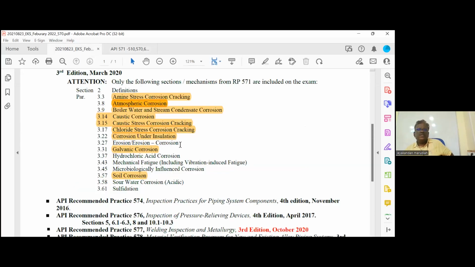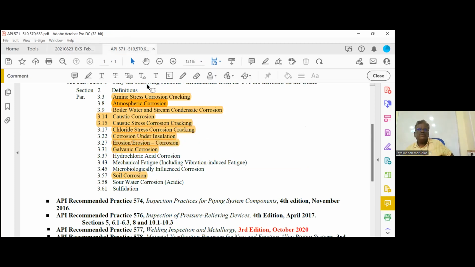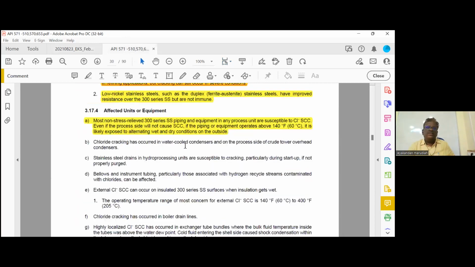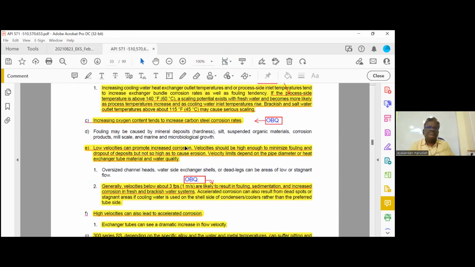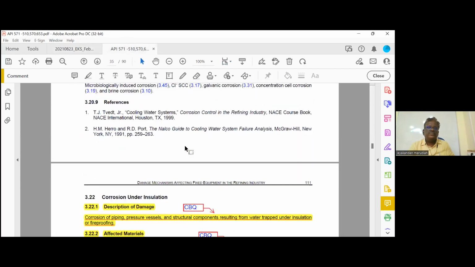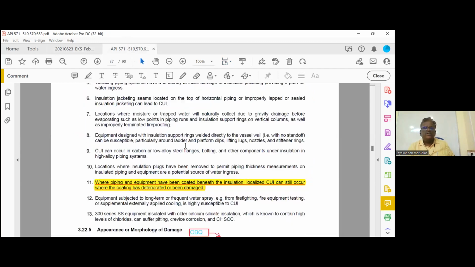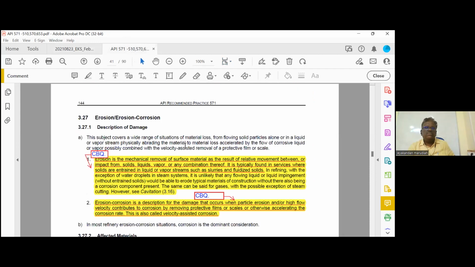Next one is erosion corrosion. As we already have seen, this is actually three damage mechanisms. Erosion is separate, corrosion is separate, erosion corrosion is separate.